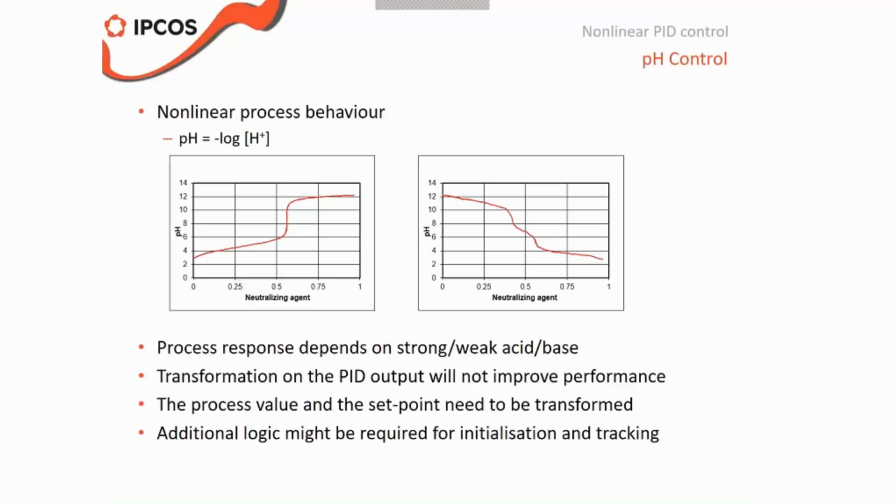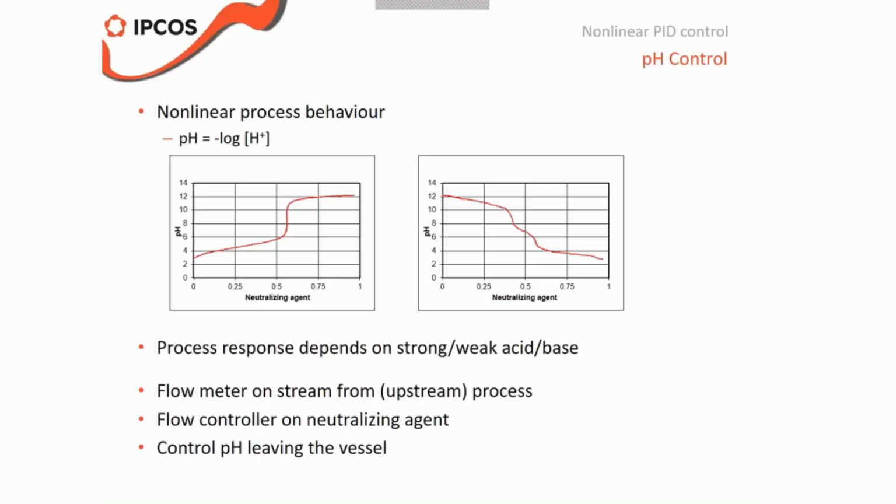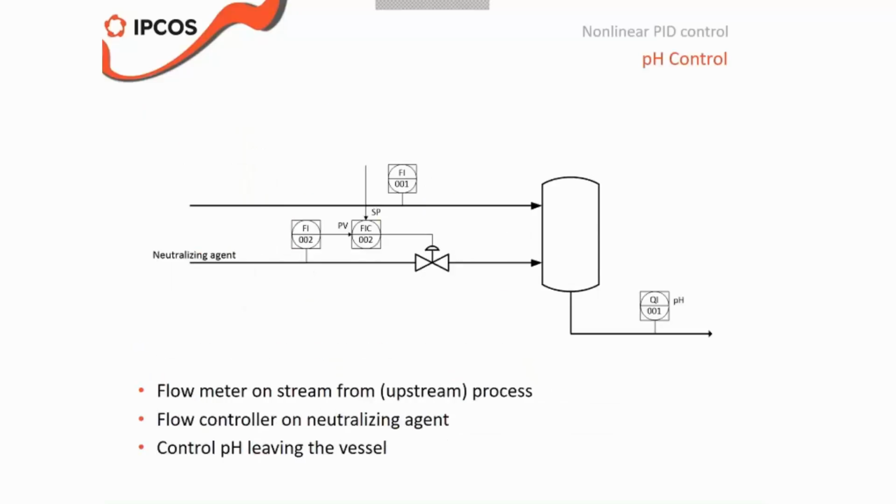So the nonlinearity is not in the control elements. So once again, you would like to use a transformation, characterization, but this time it's not on the valve or not on the output, but you want to put this on the PV of the controller. Let's take a closer look at a typical example. It's shown on the next slide.